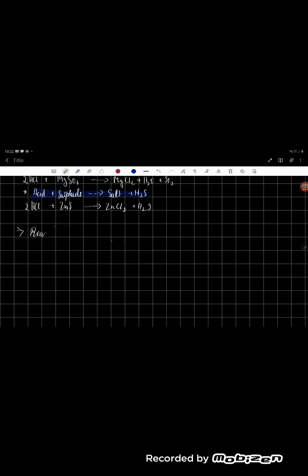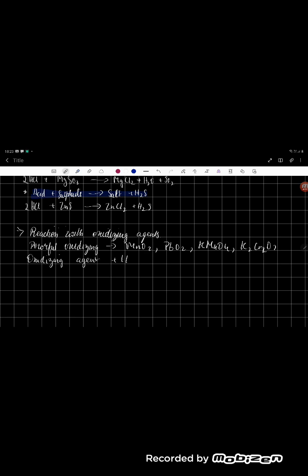So let's learn the reaction. When it reacts with powerful oxidizing agents, examples are MnO2, PbO2, KMnO4, K2Cr2O7, what happens is oxidizing agent plus HCl will give salt plus H2O plus chlorine.